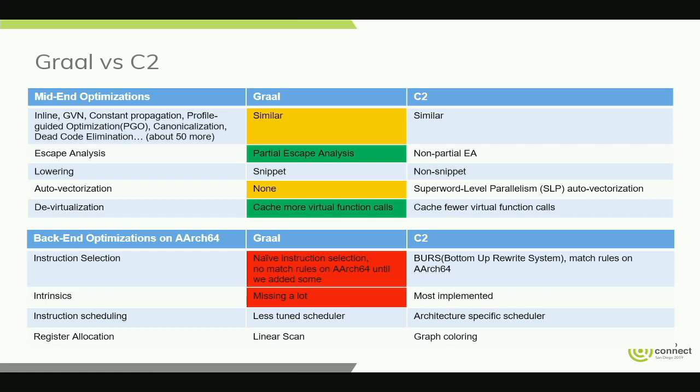So for the backend, there are optimizations for each backend, for each platform. So for our AArch64, no instruction selection and intrinsics were added before our optimizations. So this is our main work. Also, Graal uses linear scan register allocation, while C2 uses graph coloring.